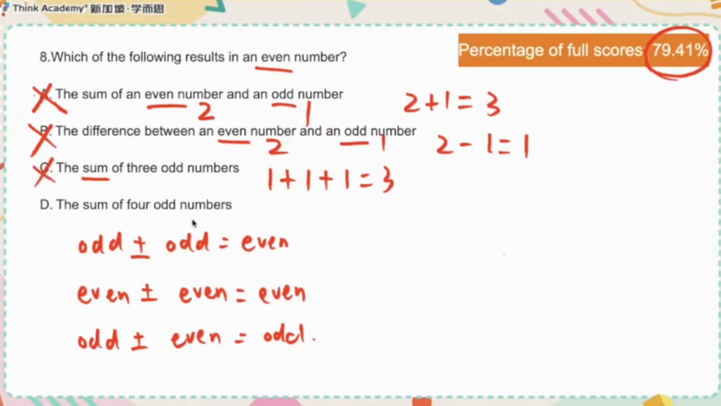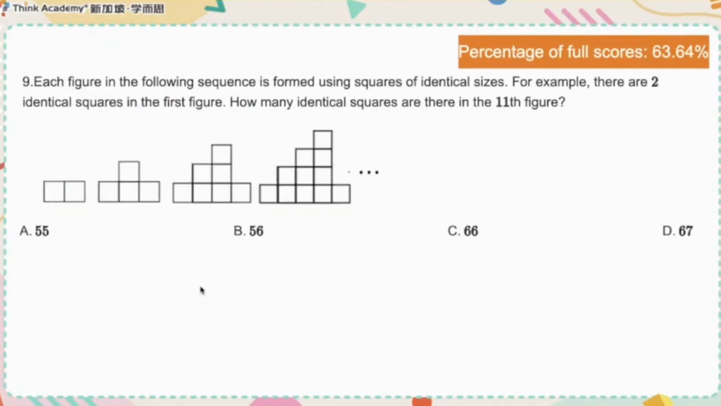So cannot. Then after double check, we can see the sum of 4 odd numbers, like 1 plus 1 plus 1 plus 1, gives us 4. So we can see option D is an even number. Okay, so this is how we solve the problem. Good job, everyone. Then let's move on to question 9.